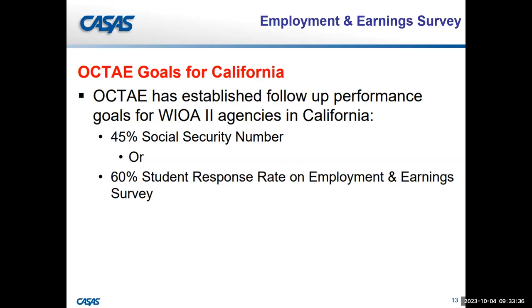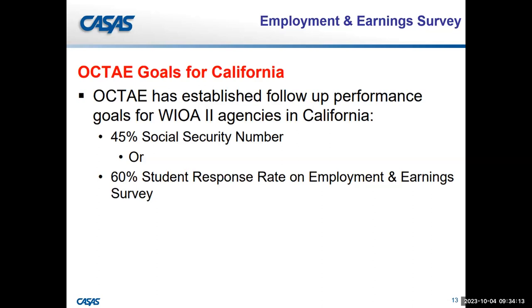It's an either-or. The goal is to get 45% Social Security number or 60% response rate on that survey. To be clear, they're not looking for 60% getting a job. They're just saying we need to get at least 60% of the students to respond to the survey. If we can get either one of those, they'll consider the goal met, which sounds good. Maybe a little more context makes it less good, in that it is a big pole vault, not a small one.